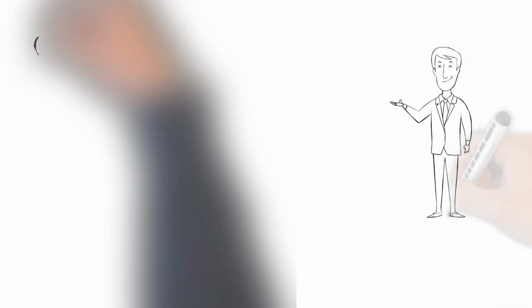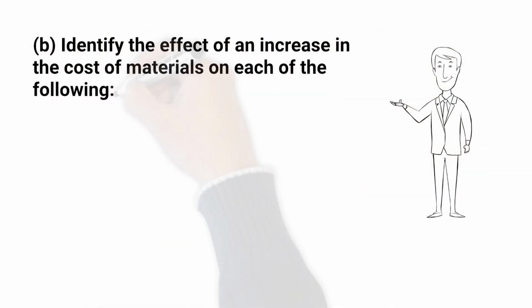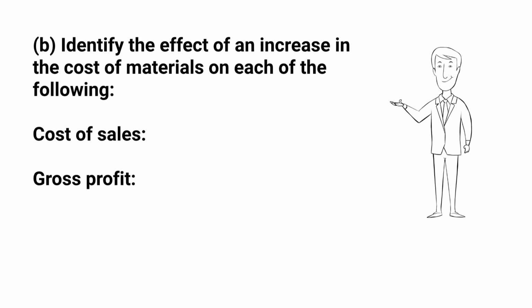The next question is, identify the effect of an increase in the cost of materials on each of the following. Firstly, cost of sales. And next, gross profit. So, an increase in the cost of materials will affect the cost of sales by increasing costs. The effect on the gross profit will be a decrease in gross profit.